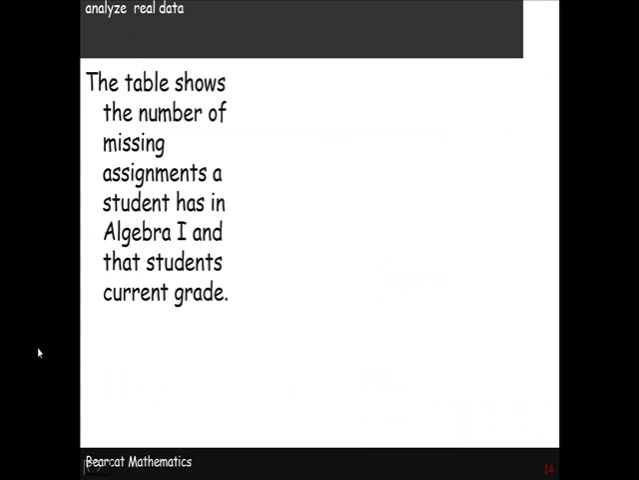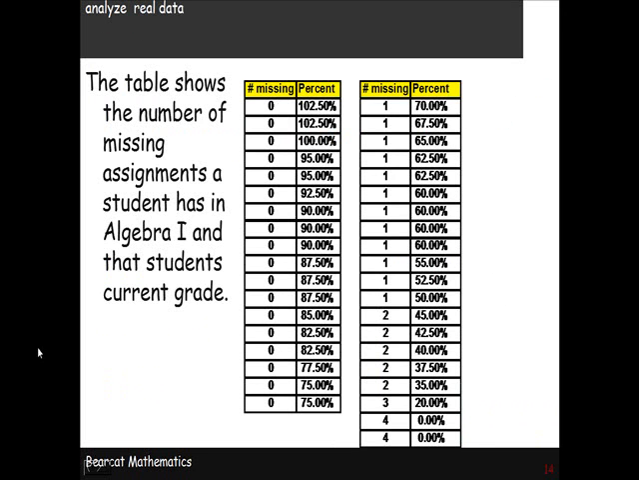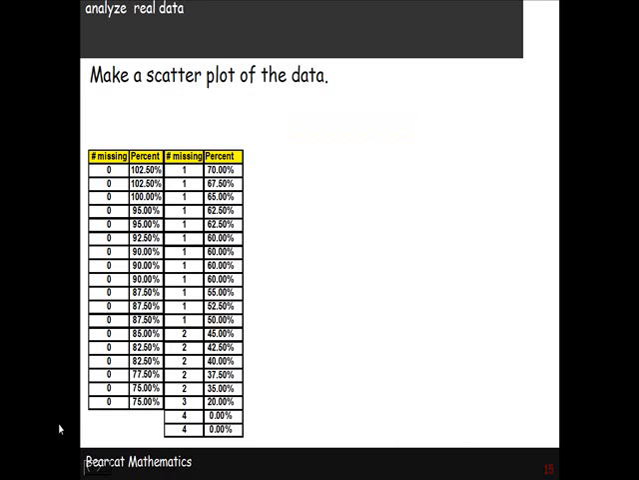We're going to see a table that will show the number of missing assignments a student has in Algebra 1 and that student's current grade. This is actually real data from a few years ago in a class that I had. Notice how everybody with no missing assignments has a C or better, and everybody with at least one missing assignment has a C minus or worse. So that seems to indicate that there's a correlation between the number of missing assignments and your grade in the class. Now we're going to make a scatter plot of the data.